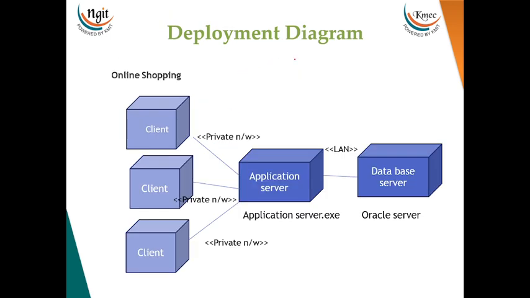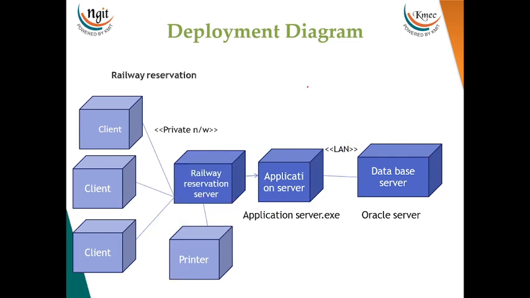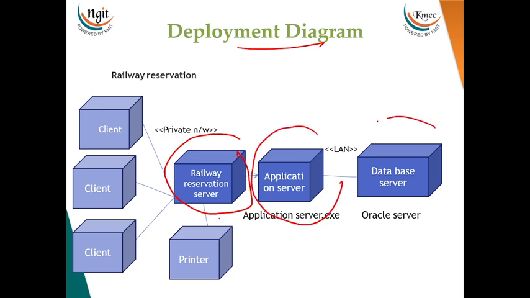Deployment diagram of online shopping: client, private network, application servers, then it goes to database servers, Oracle. So this is how the software works. Here also is a deployment diagram for railways: client. Every client uses its private network, railway reservation server, and you can use a printer, then application server, then database server. You are using an Oracle server, correct?